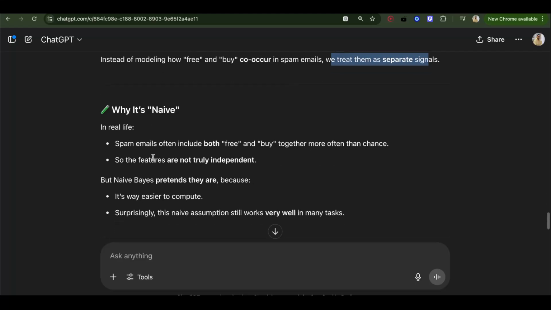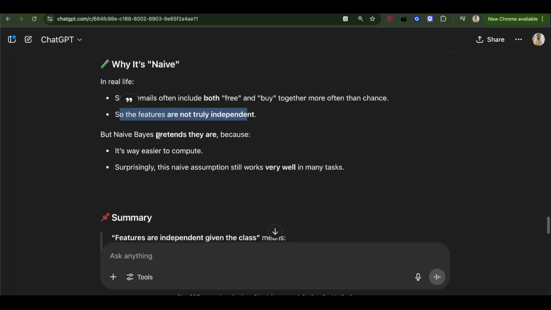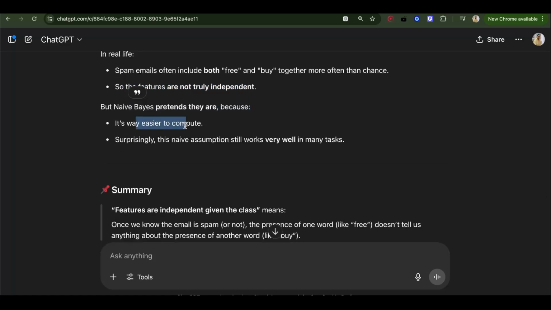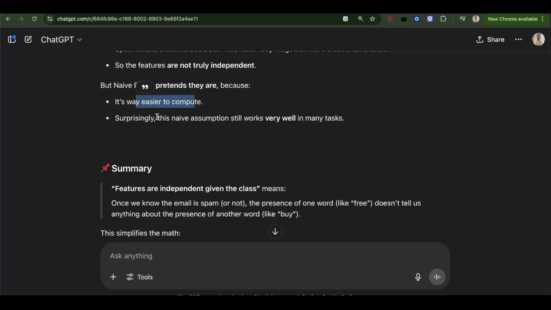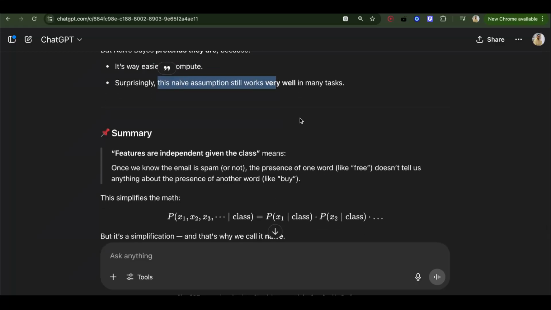Why is it naive? In real life, spam emails include both free and buy together more often than chance. So the features are not truly independent. But naive Bayes pretends they are because it's way easier to compute. Surprisingly, the naive assumption still works very well in many tasks.